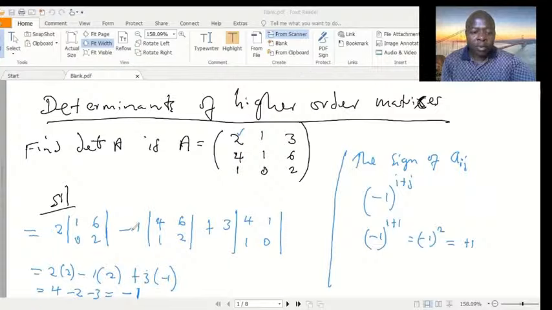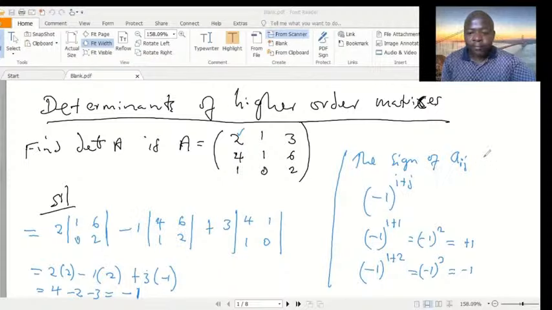What about at this point? This one is in row 1, column 2. So the sign will be -1 raised to 3. Negative raised to an odd number, the answer is negative. And that's why you see negative here.